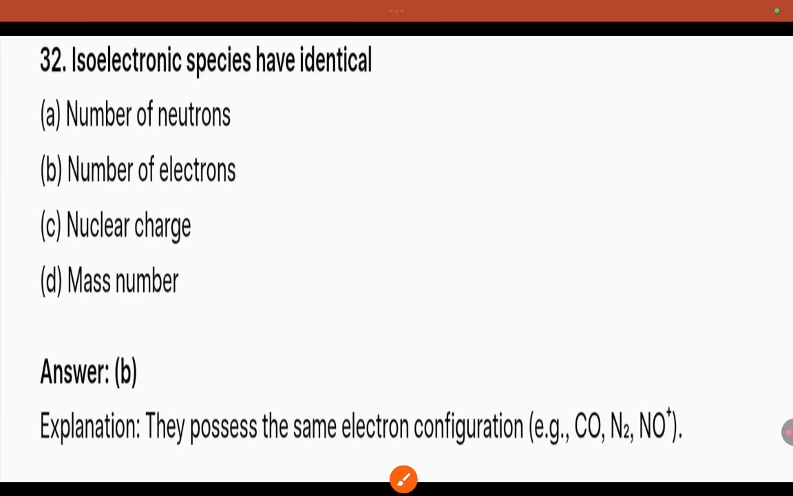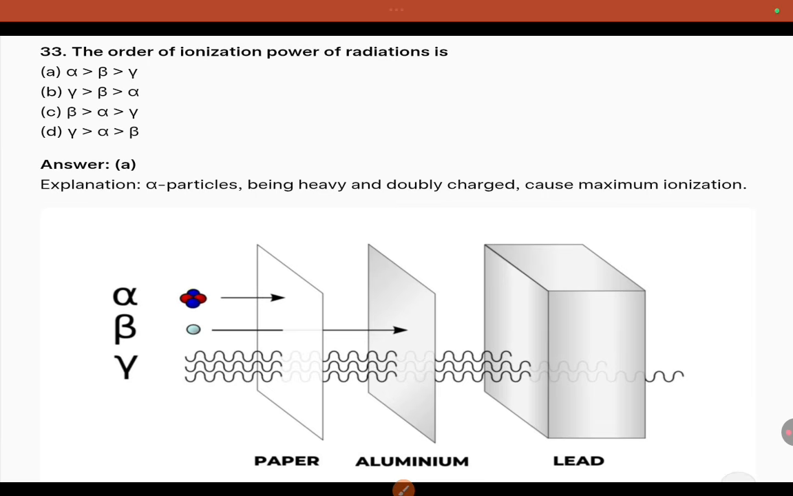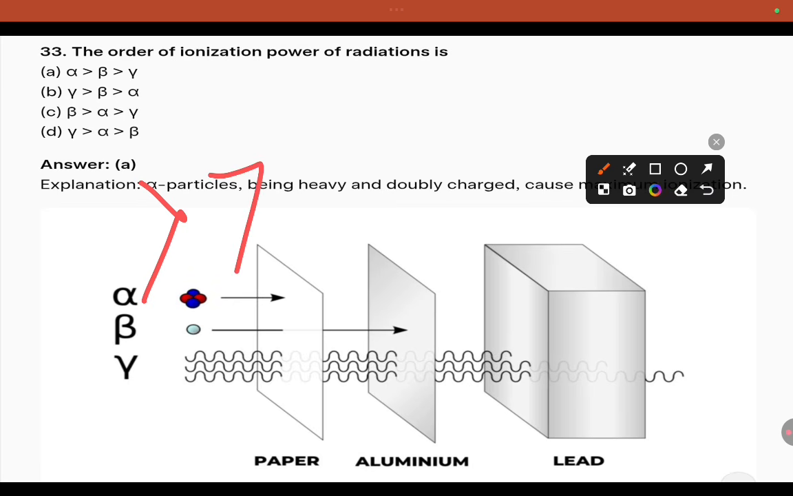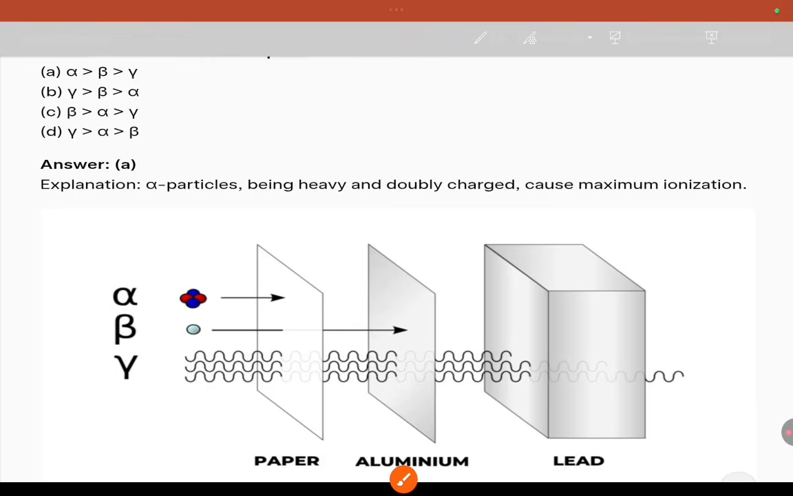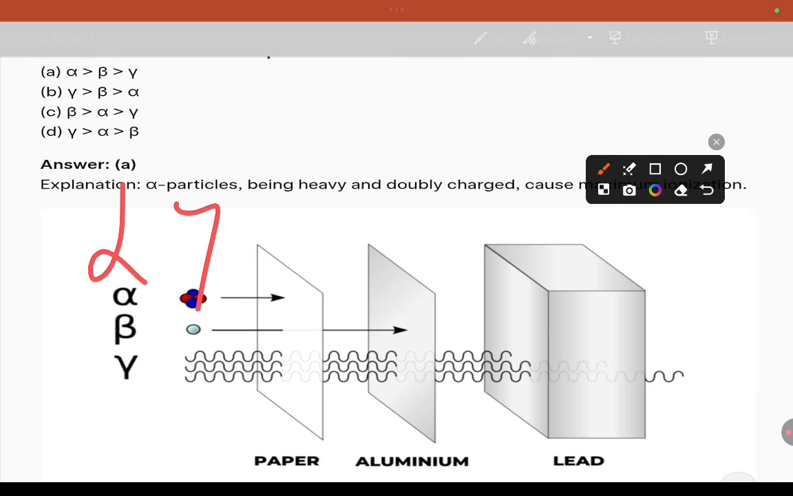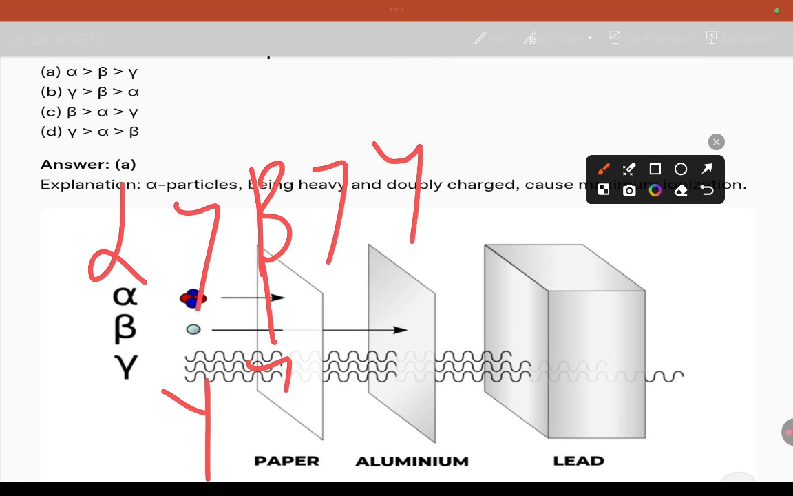Isoelectronic species have the same number of electrons. The order of ionizing power: alpha has the highest, then beta, then gamma. Coming to penetration, gamma is greater than beta, and beta is greater than alpha.